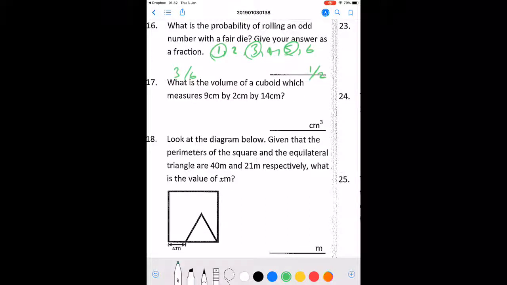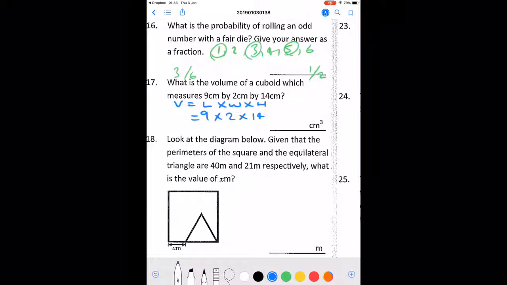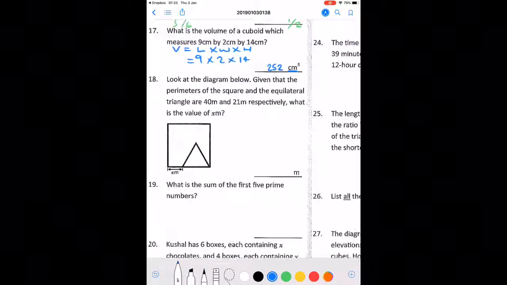What is the volume of a cuboid with measurements 9 by 2 by 14? Well, the volume is equal to length times width times height. So 9 times 2 times 14. And when you multiply those out, that gives us a nice lovely answer of 252 centimeters cubed. Done.